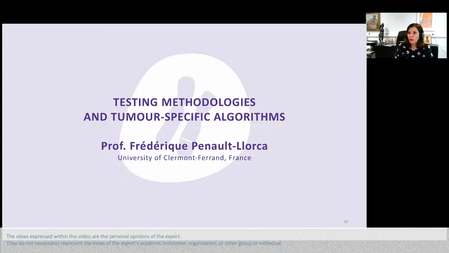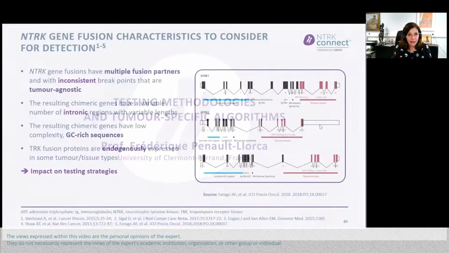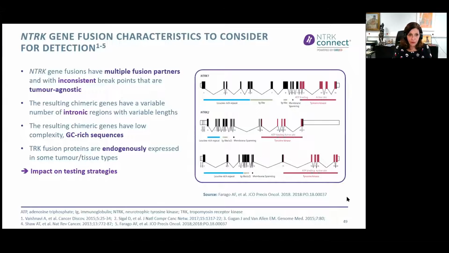So I think that when we speak about NTRK gene fusions, in fact, we have a few things to take into account for the discussion. First of all, those alterations are tumor agnostic. And we have several fusion partners, and maybe some that we don't know yet, and inconsistent breakpoints. And also, you will see that we have two genes, NTRK2 and NTRK3, that harbor large intronic regions. So this is something that can be problematic for the screening.